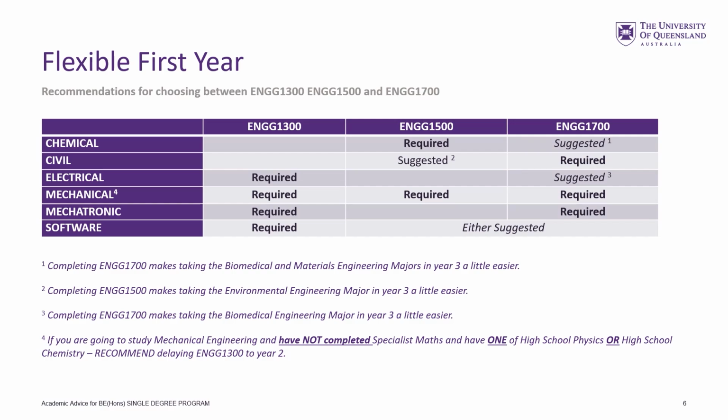Mechatronic engineering requires both Eng 1300 and Eng 1700. And for software engineering, Eng 1300 is required. And if you want to keep other options open, then really the choice between Eng 1500 and Eng 1700 is up to you. Do one that is interesting to you.